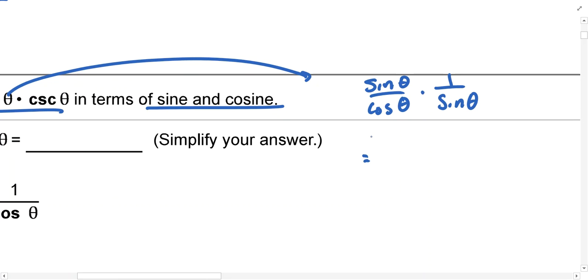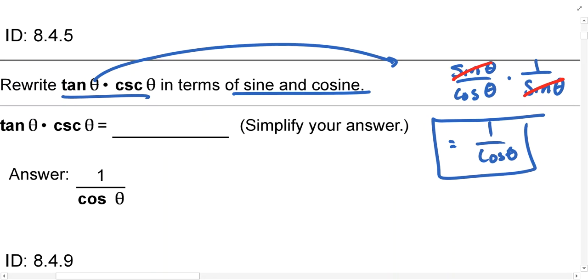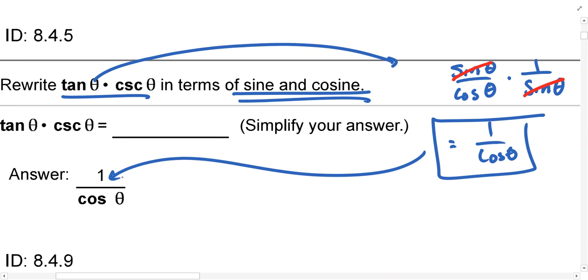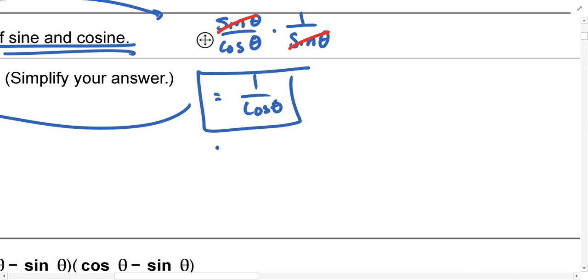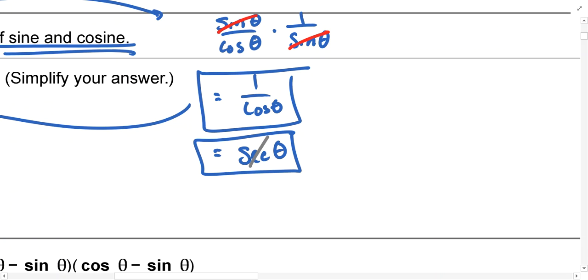And as I multiply those two together, sine theta and sine theta will cancel, and we're left with 1 over cosine theta. Now here's where we would stop, because again the instructions said to rewrite in terms of sine and cosine, and that's a good result. But me personally, I'm not a big fan of 1 over cosine theta when we can simply write secant theta instead. Now MathXL probably won't give you credit for this because it doesn't follow the instructions that are given.